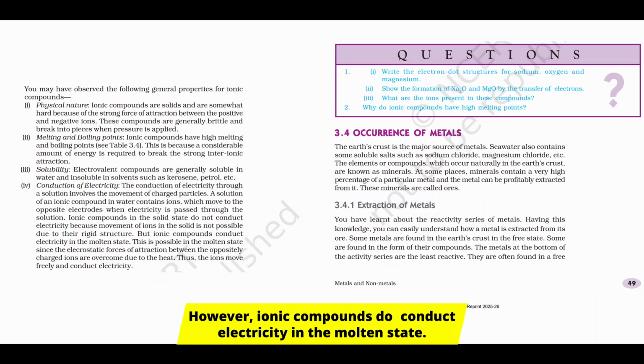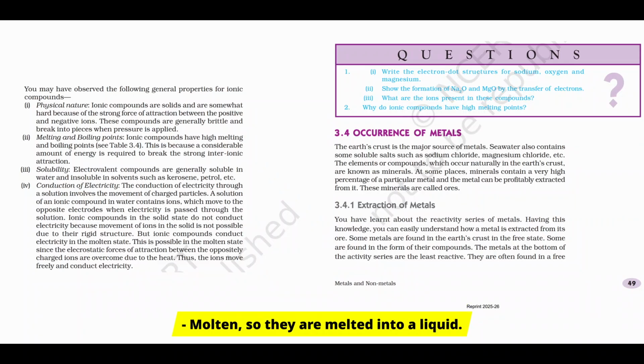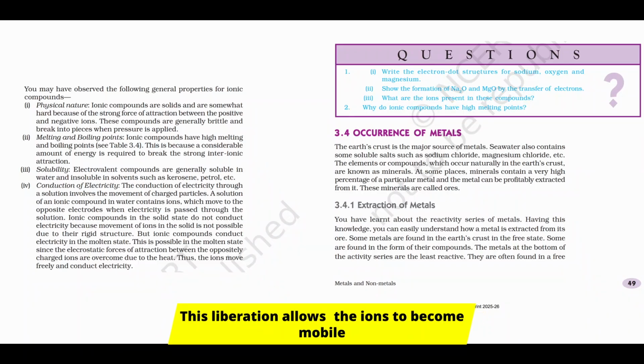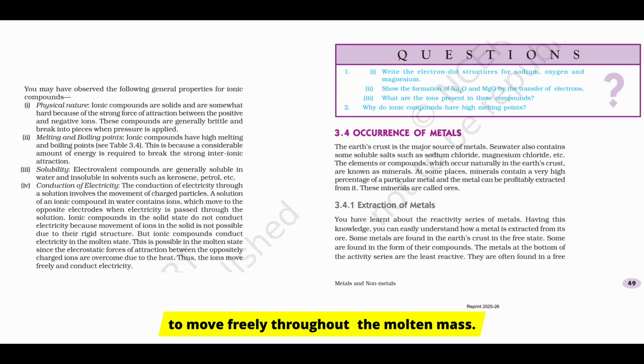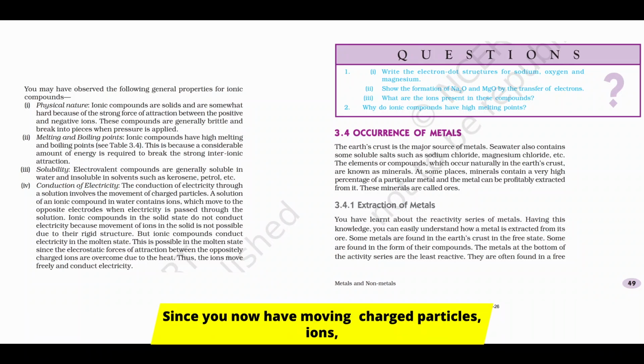However, ionic compounds do conduct electricity in the molten state. Molten. So when they are melted into a liquid. Yes. When an ionic compound is heated to its high melting point and becomes a liquid, those strong electrostatic forces holding the ions fixed are overcome by the heat energy. This liberation allows the ions to become mobile, to move freely throughout the molten mass. Since you now have moving charged particles, ions, the molten ionic compound can conduct electricity.